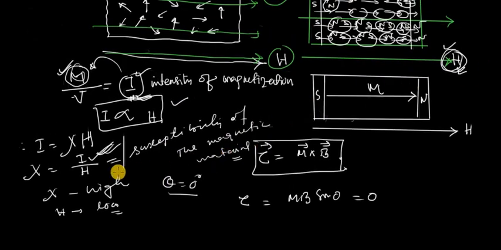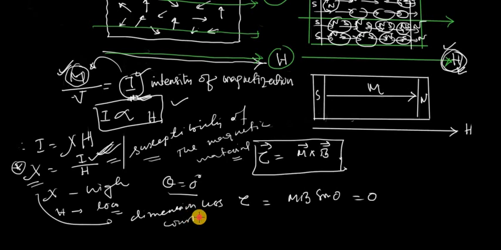Here we learned about susceptibility, the definition, and one more thing: chi is a dimensionless constant. It has only values, no dimension.